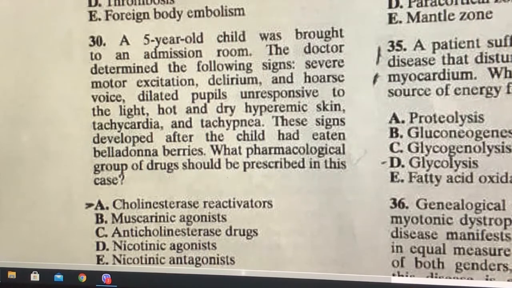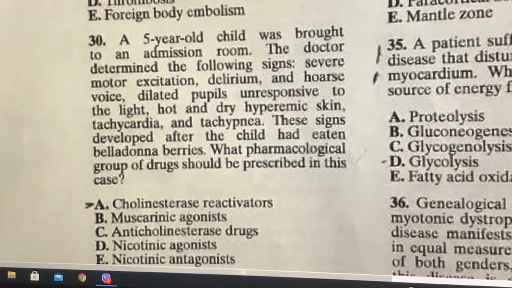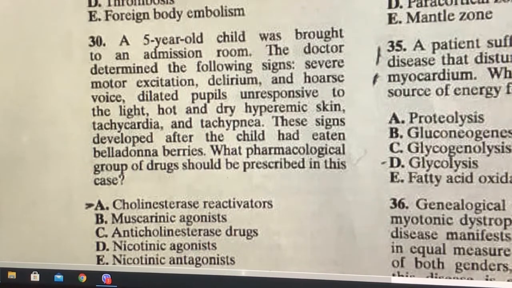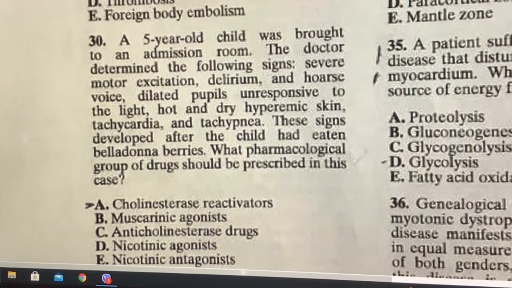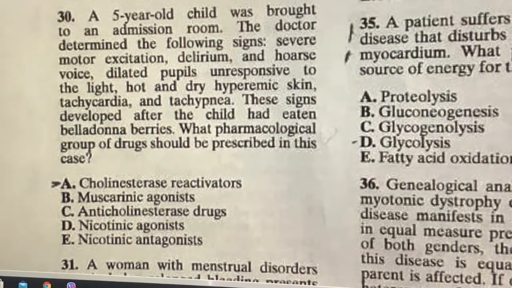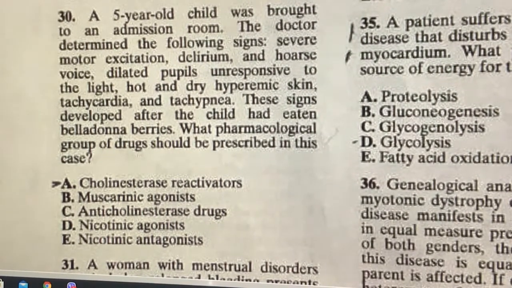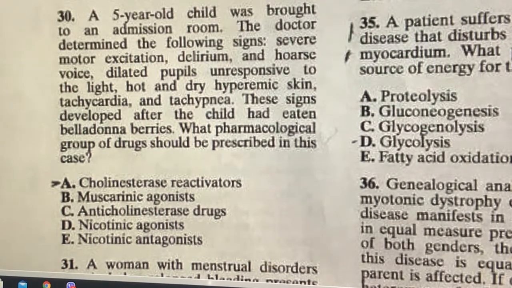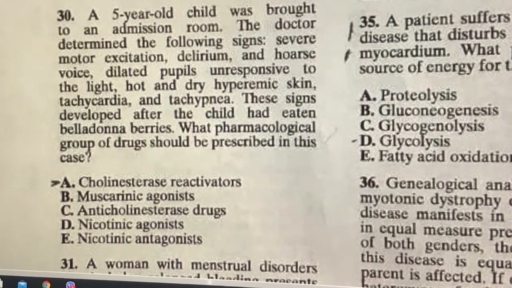What pharmacological group of drugs should be prescribed in this case? Guys, they have given that the patient has severe motor excitation, dilated pupils also unresponsive to light, tachycardia and tachypnea, and this is after eating belladonna berries. Belladonna berries are poisonous because they may cause anticholinergic syndrome. All this which is given, delirium, excitation, tachypnea, is known as anticholinergic syndrome.